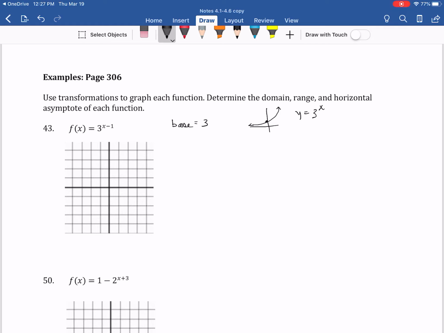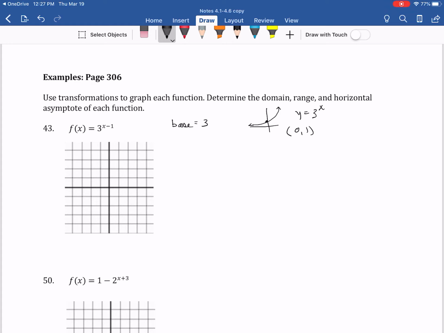Identify a point. The most convenient point on that basic graph is going to be the y-intercept. This is obtained by letting the x-coordinate be 0. If the x-coordinate is equal to 0, that means the output value is 1. So this contains the point (0, 1).